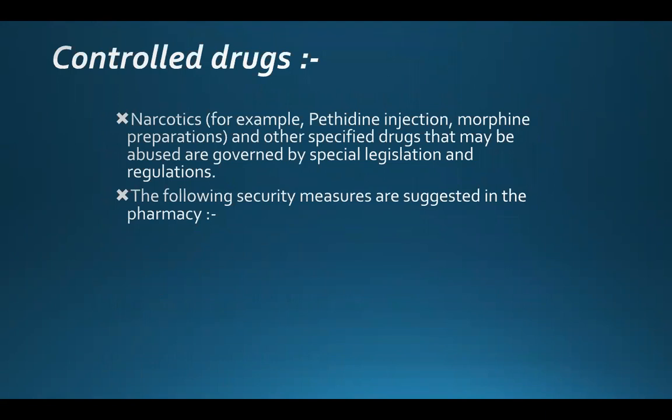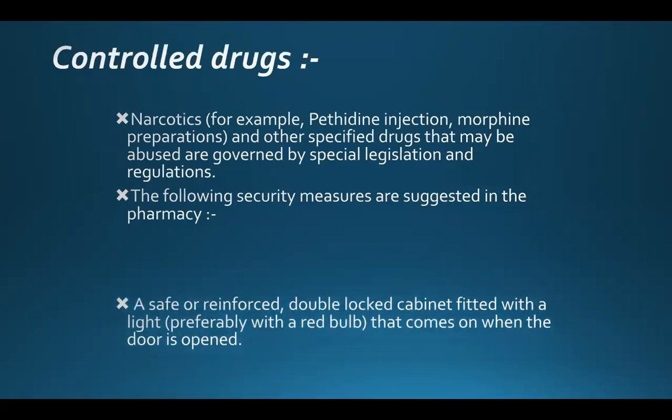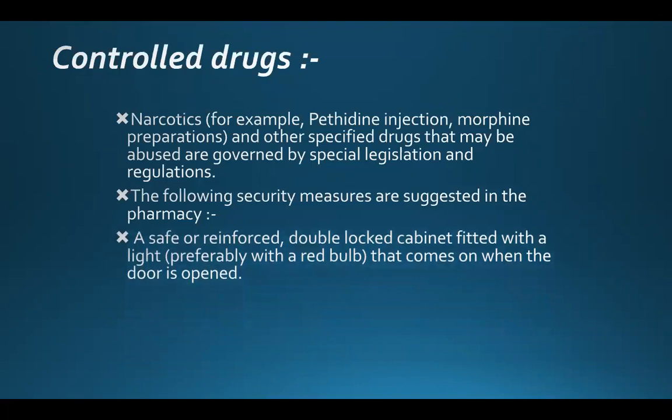and regulation. The following security measures are suggested. These drugs must have proper security so that no abuse can happen. What do they have to do? A safe or reinforced double locked cabinet fitted with a light, preferably with a red bulb that comes on when the door is open. So they must be secured under a cabinet fitted with a lock.